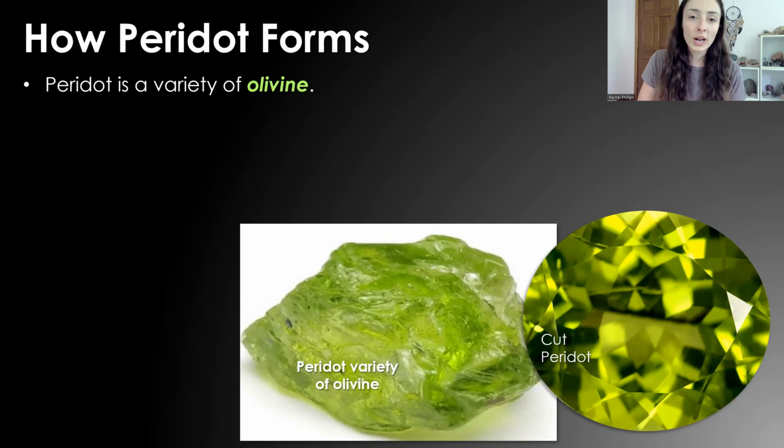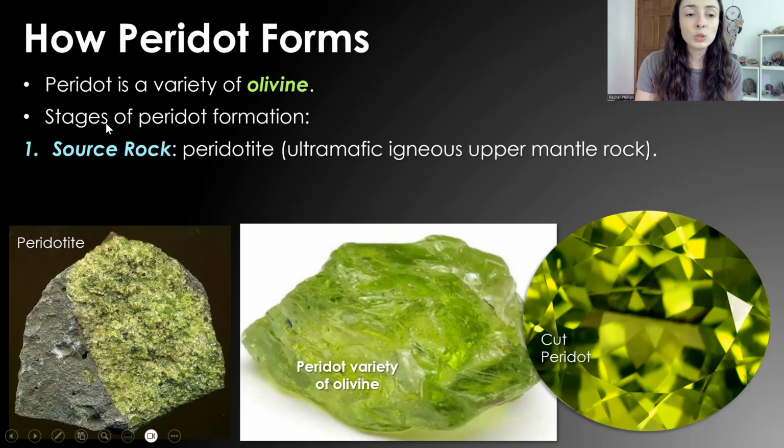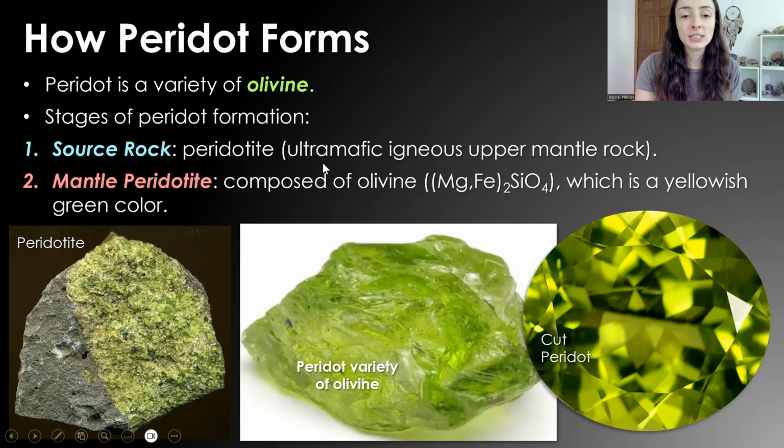Peridot is a variety of olivine, and the source rock for olivine, and by extension peridot, is peridotite. So this one's kind of named very conveniently. Peridotite is an ultramafic igneous upper mantle rock, and mantle peridotite is composed largely of olivine, which is a ferromagnesian, or iron and magnesium silicate, which is often a yellowish greenish color.